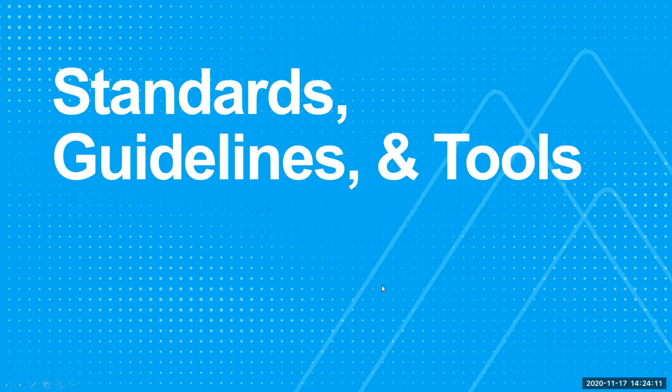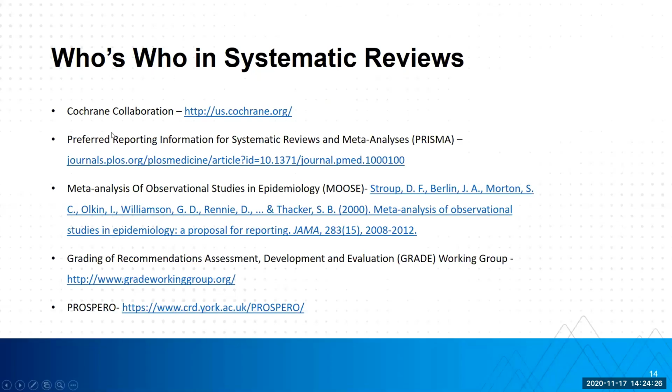So I'm sure you're asking, well, if I want to do a systematic review, how am I supposed to know that I'm supposed to create this search? In addition to coming to us, there are a bunch of standards, guidelines, and tools for you to use. The Cochrane Collaboration includes the Cochrane Handbook for Systematic Reviews, which is useful but extremely dense. So there's a lot in there.